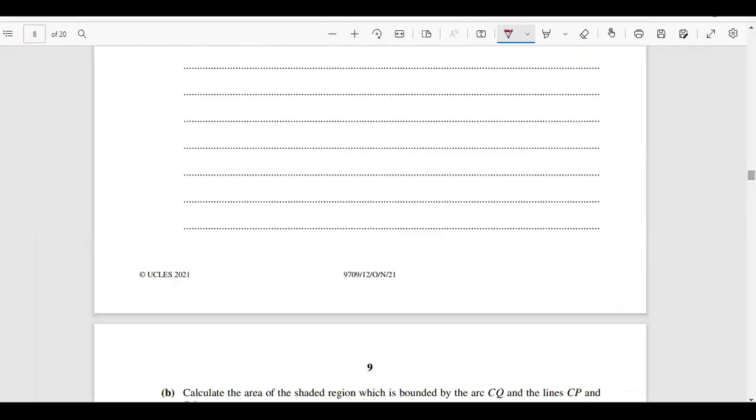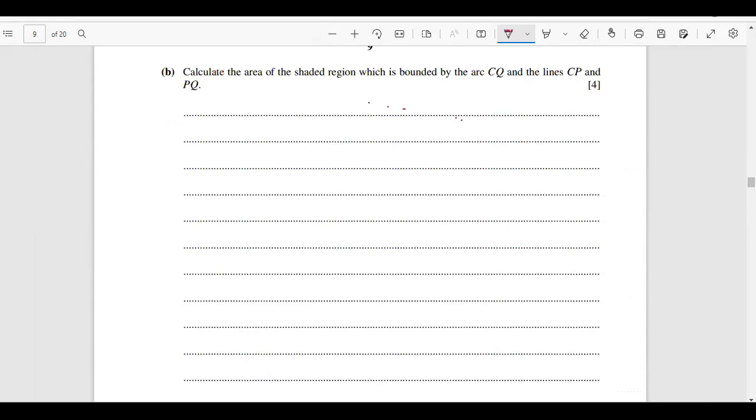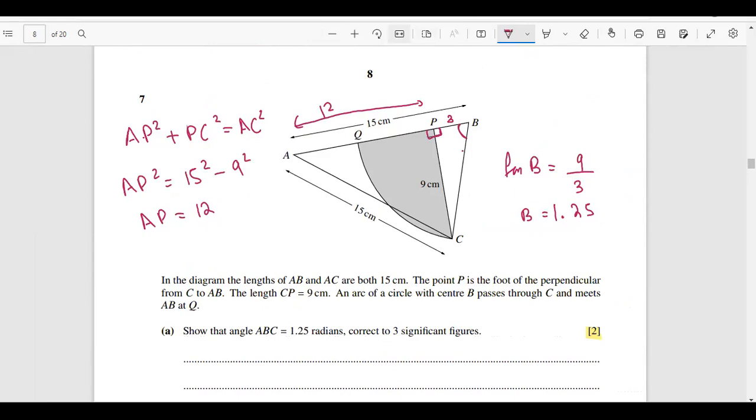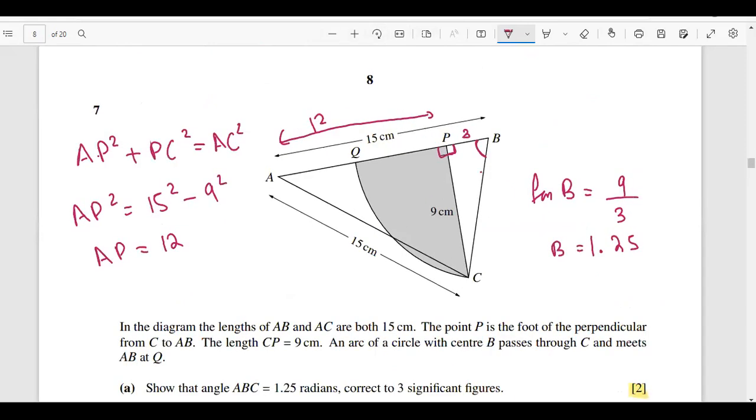It is a 4-mark question, and it says calculate the area of the shaded region which is bounded by the arc CQ and the lines CP and PQ. We need to find the area of the shaded region. Now CBQ is a sector and B is the center of that circle. So I have the angle at B. It is 1.25. It is very simple.